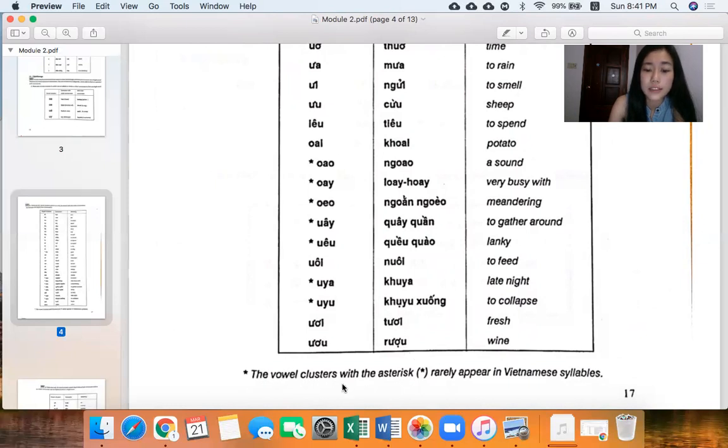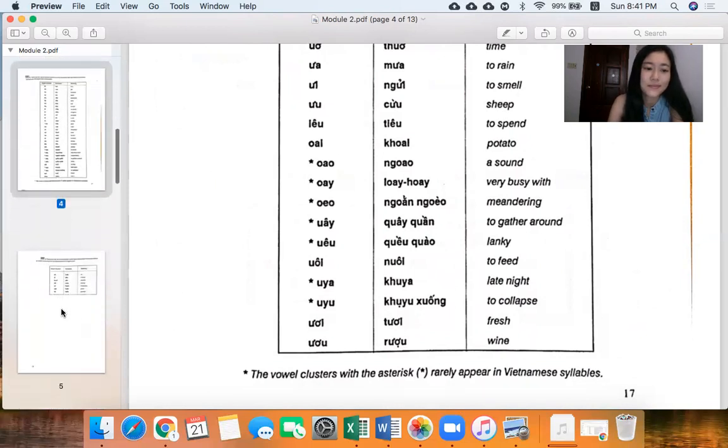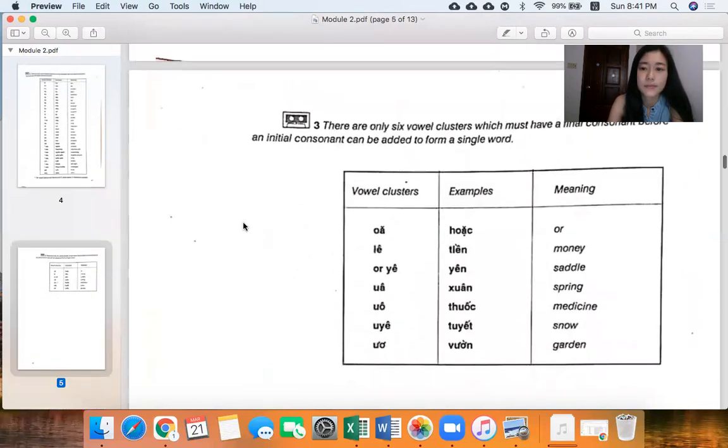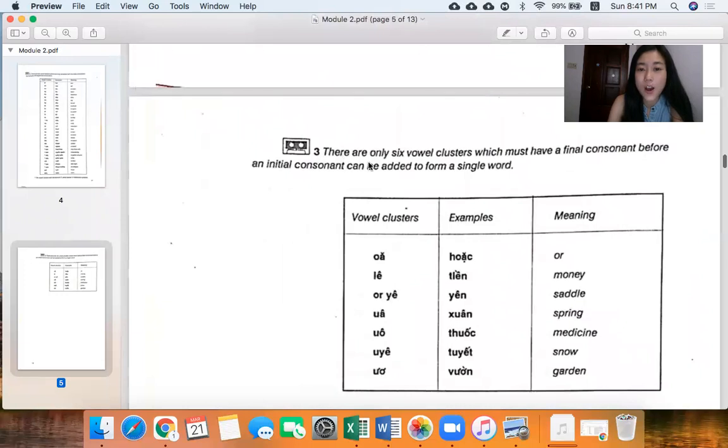The vowel clusters with the asterisk rarely appear in Vietnamese syllables. Three, there are only six vowel clusters which must have a final consonant before an initial consonant can be added to form a single word.